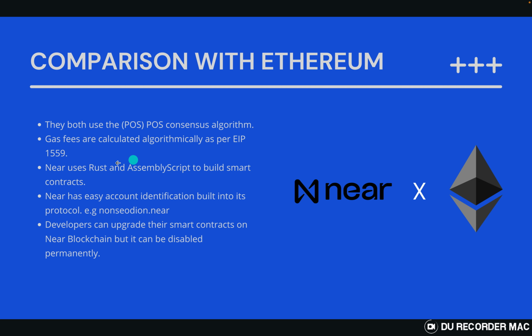But this statement is supposed to say that as per EIP 1559 in Ethereum, because I don't think NEAR uses EIP 1559. It's an Ethereum implementation, right? But they both calculate their gas fees algorithmically.